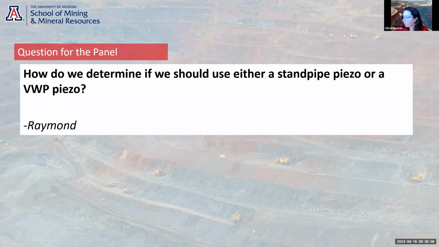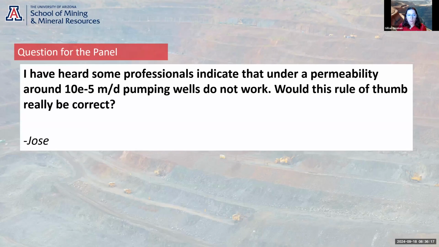So with that, I will pull up another question here from Jose. Jose is asking about permeability thresholds for pumping wells. I've heard some professionals indicate that under a permeability around 10 e to the -5 meters per day, pumping wells do not work. Would this rule of thumb really be correct? If the panel could discuss any experience with this number or thoughts on this question for Jose, please.